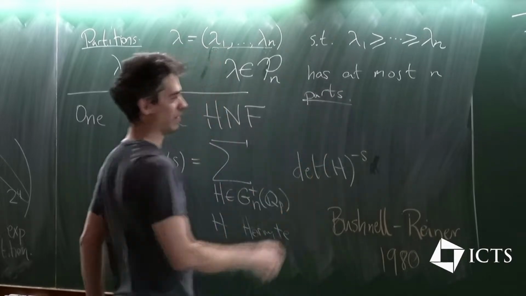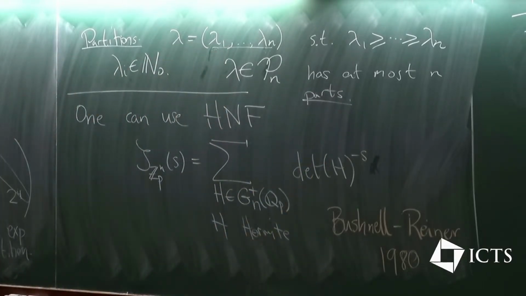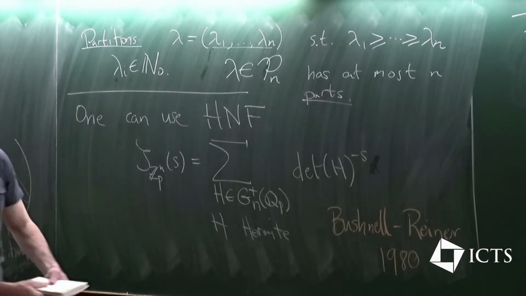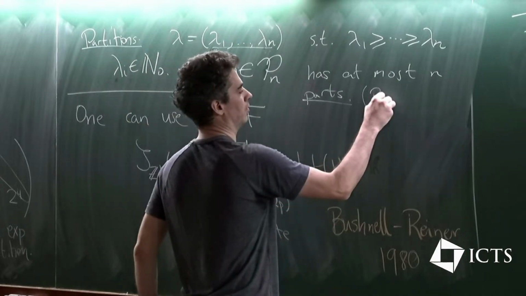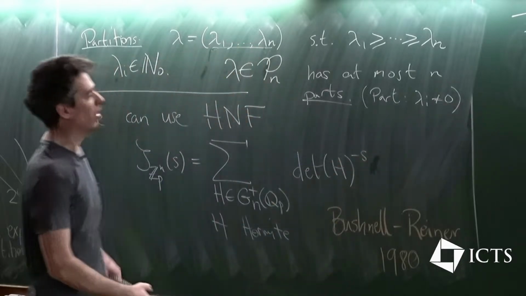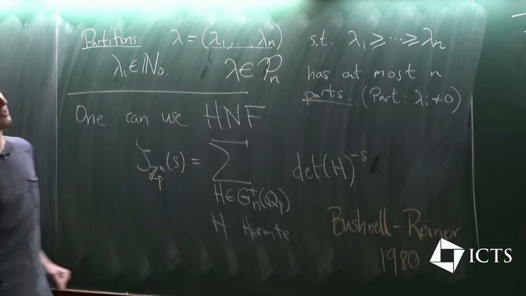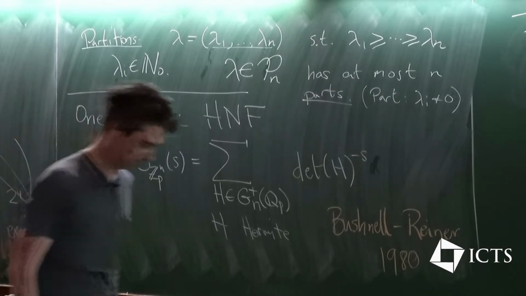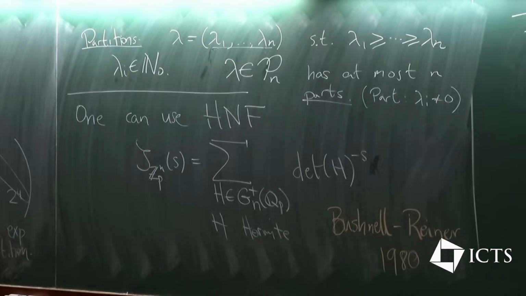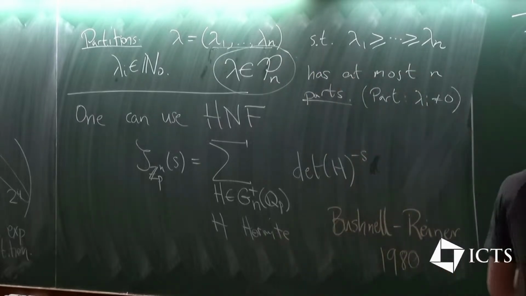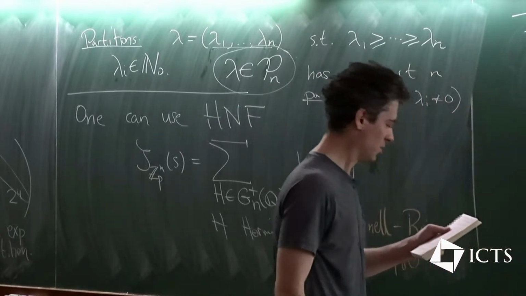Now I'm realizing that "parts" is a technical term here. A part is any lambda_i that is non-zero. So a part is any one of these terms that is non-zero. Okay, that's what I mean by a part, and that is a technical term. So my notation for partitions with at most n parts is given by that. All right, we're going to use the Smith normal form, so let's do it.